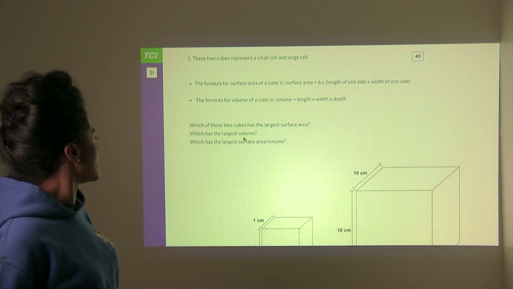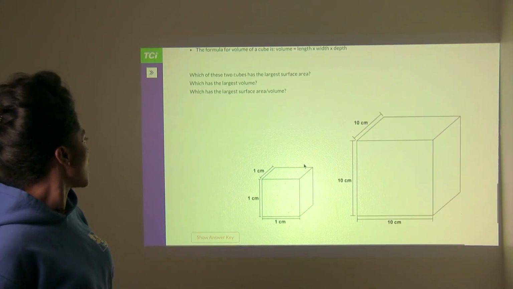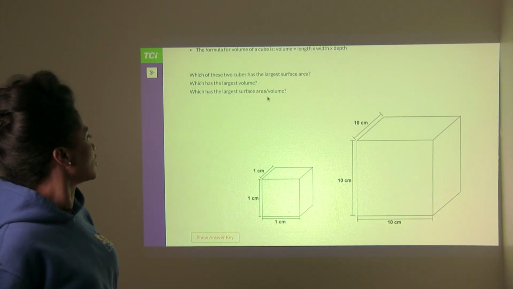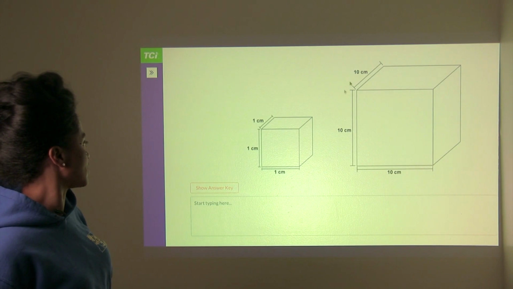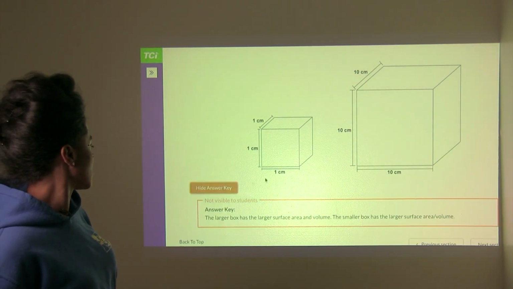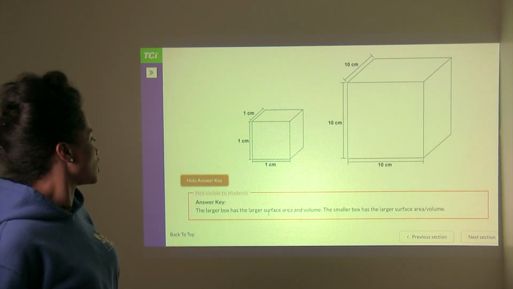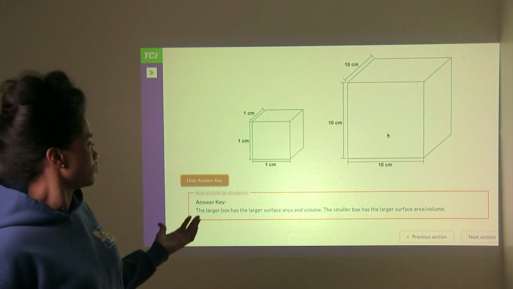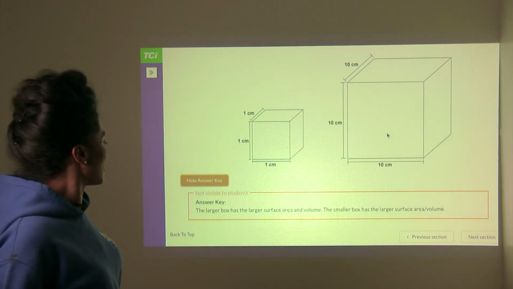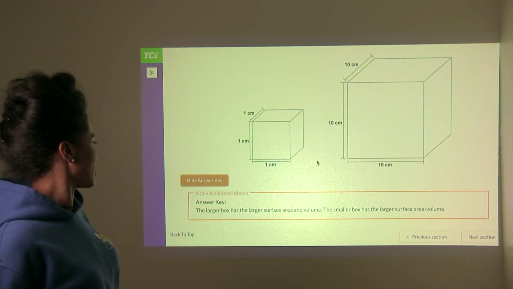Okay, which has the largest volume, and volume is length times width times height. Okay, and which has the largest surface area divided by volume. Okay, so these are pretty simple because we have some very simplistic numbers. So here is the answer. The larger box has the larger surface area and volume. Visually obvious, right? The smaller box has the larger surface area divided by volume. Okay?